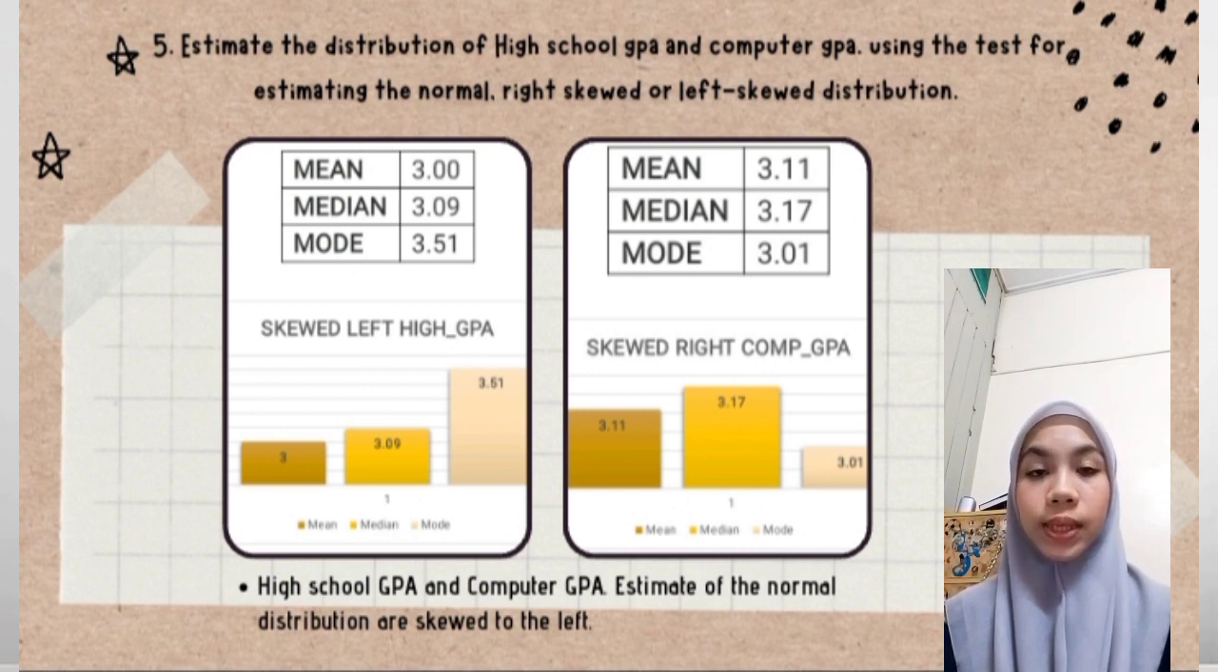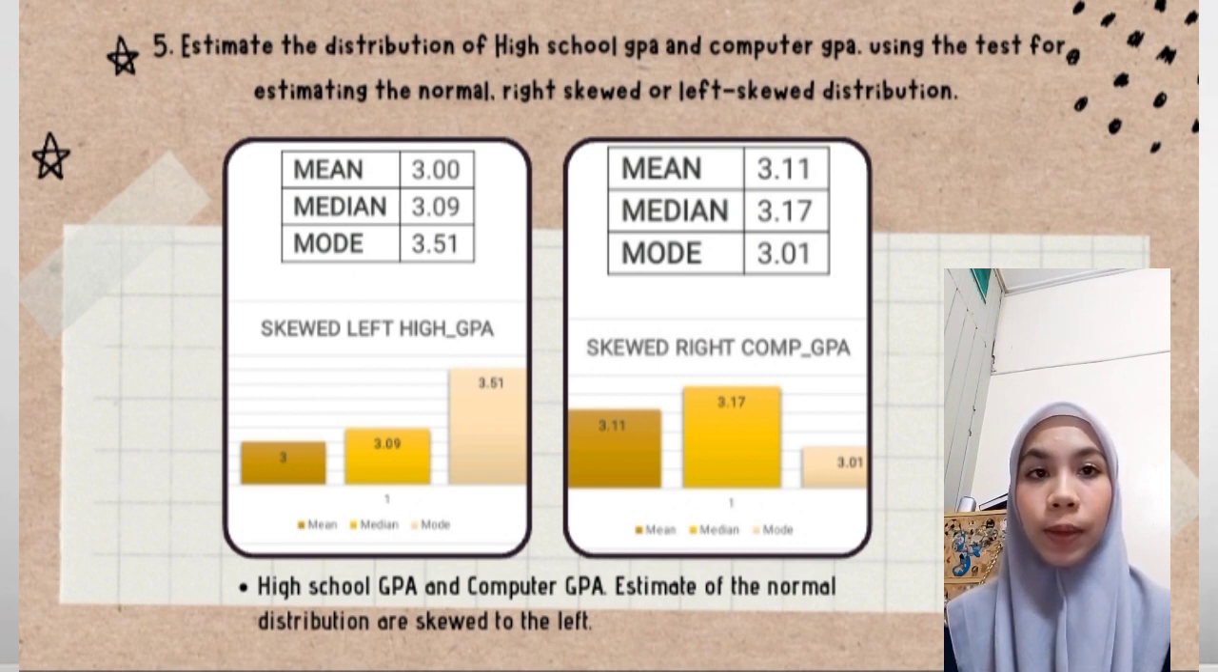For question 5, we estimate the distribution of high school GPA and computer GPA, using the test for estimating whether it is a right skewed or left skewed distribution. For your knowledge, the shape of distribution is divided into two: symmetry, for uniform, bell shape or normal, and non-symmetry, for skewed to the left or skewed to the right. To do this, we need to find the mean, median, and mode first.